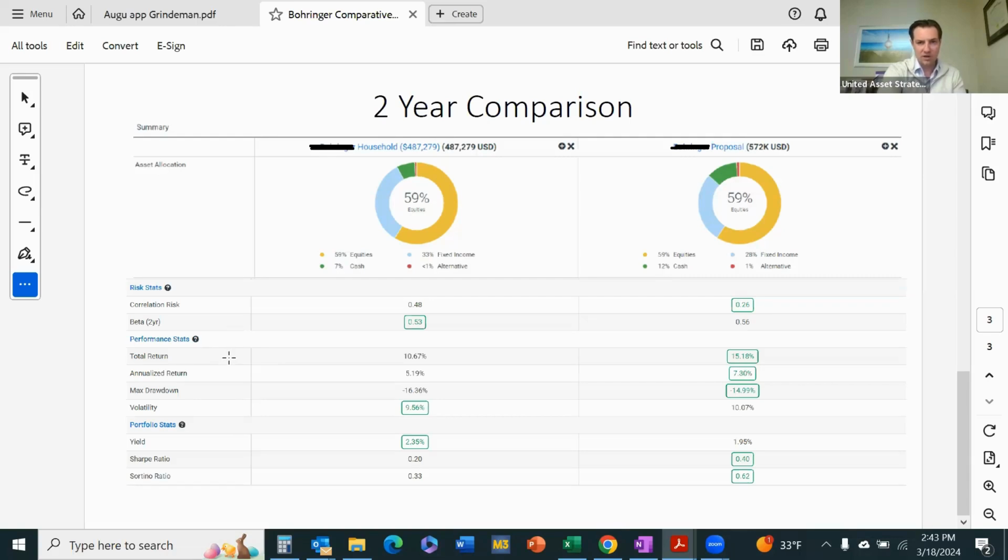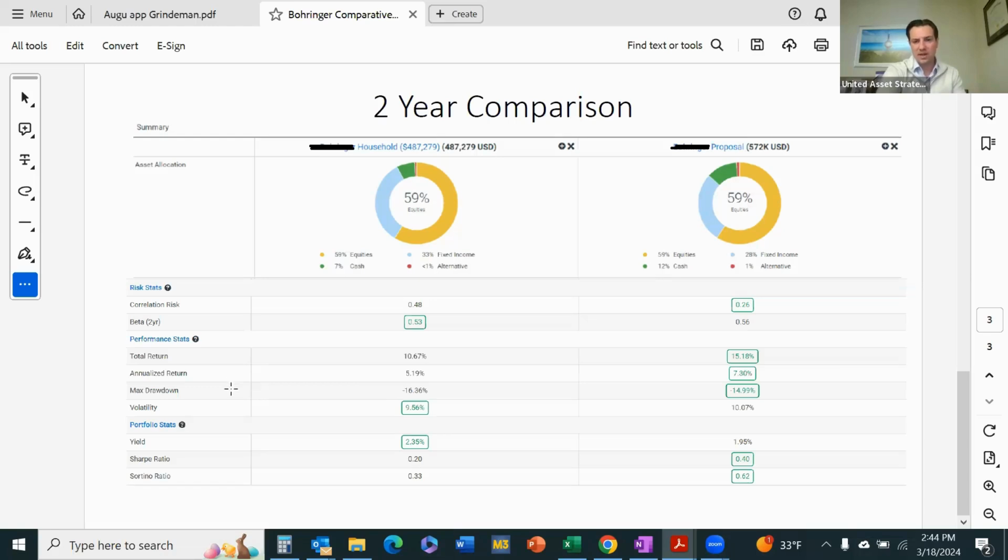So the total return increased to a little over 15%, which would be 7% annualized, versus a little over 10% and a little over 5% annualized. I can tell you now, looking back, that's the impact of being overweight international stocks at that time. They were causing a bit of a drag. So I'm sure that was a big proponent of a little bit of that underperformance.